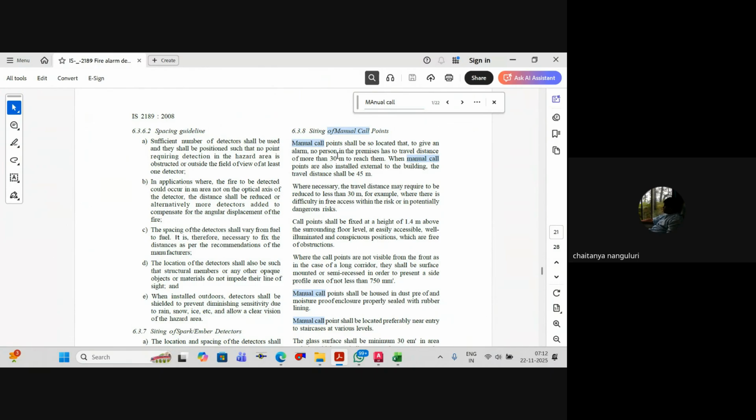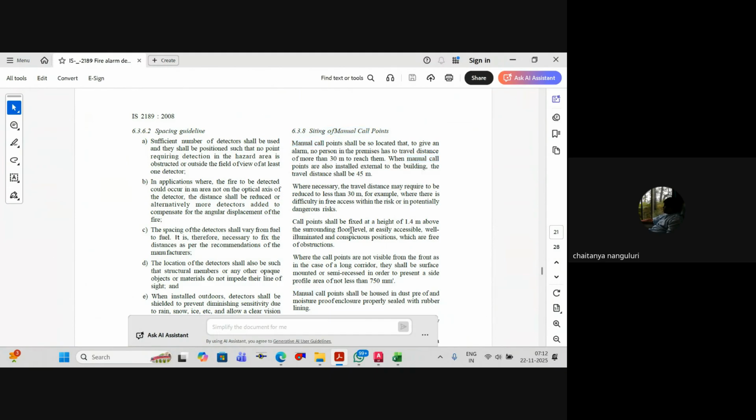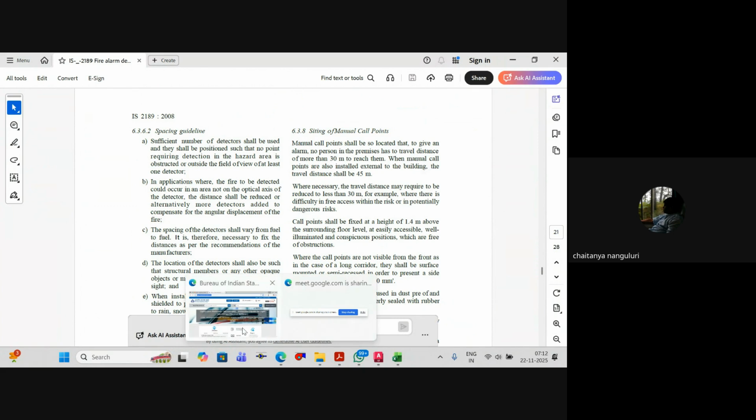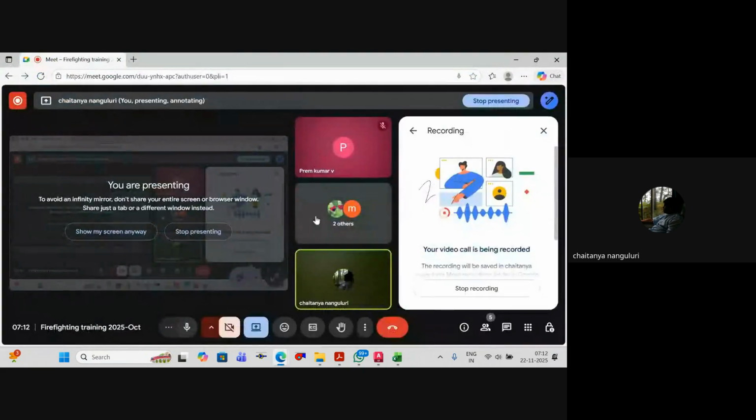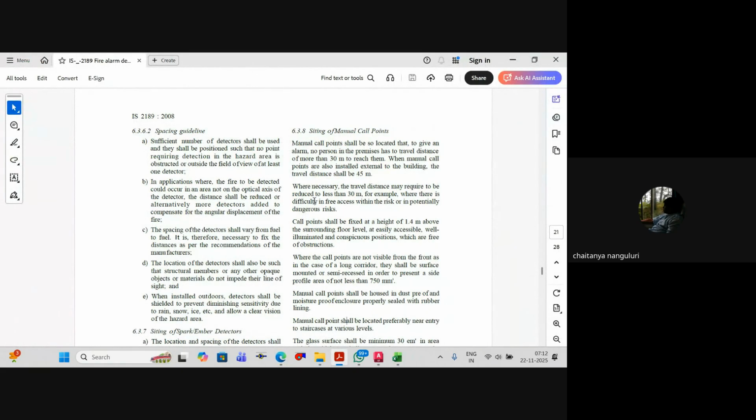You can see this particular one. So 6.3.8 will basically give you the manual call points. By the way, till now, is everyone clear, or do you have any queries? Chetan and Madhu? Yes, sir. Madhu, is it clear for you as well?